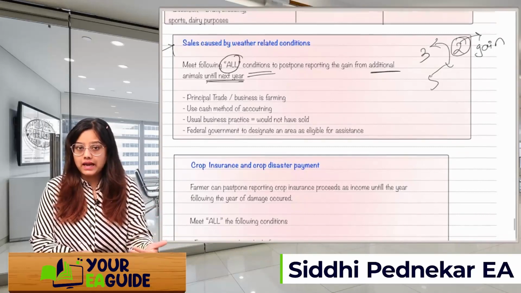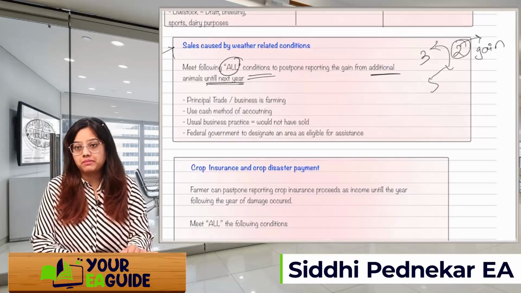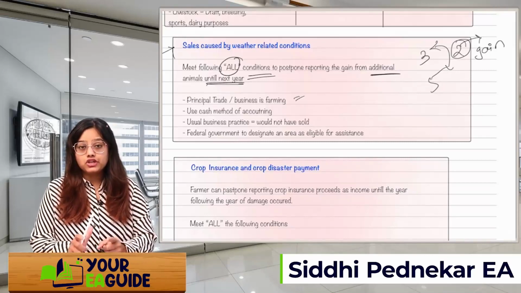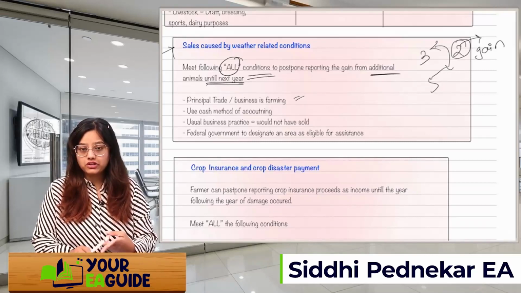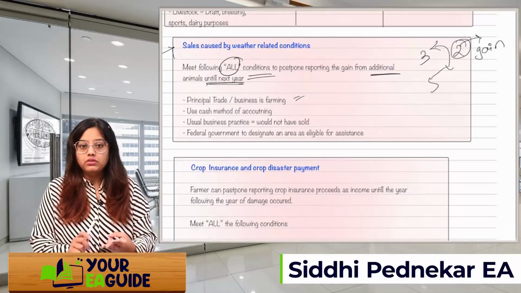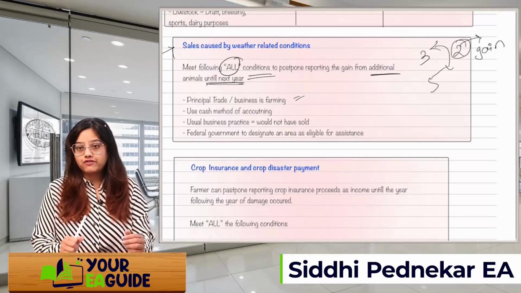So what is the criteria? First, the principal trade or business is farming. They should fall under the definition of a farming business. Second, they should use only the cash method of accounting. If they are using the accrual method, they are not going to fall under this. Third, the usual business practice would not have sold them.